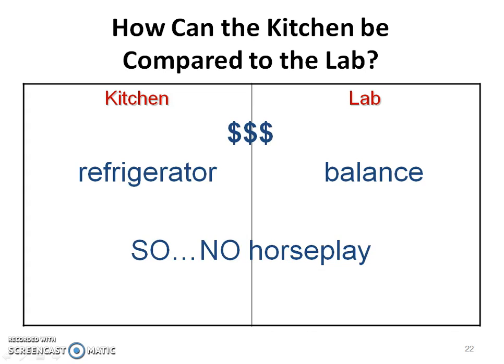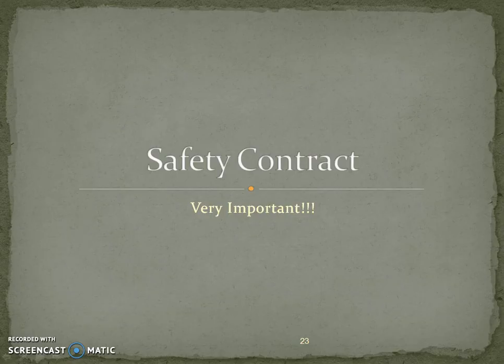So, and the last thing you might not have thought of is, of course, money. A refrigerator in your house costs money. Well, so does the balance. Some things are very, very expensive, like the refrigerator and the balance, and some things are not so expensive, let's say a glass or a plate, and then in the lab would be like a test tube or a beaker. But we want to remember that there is no horseplay because we don't want anything broken and we want to stay as safe as possible.